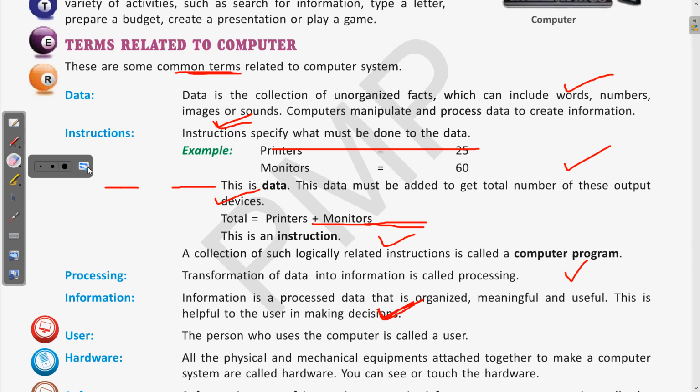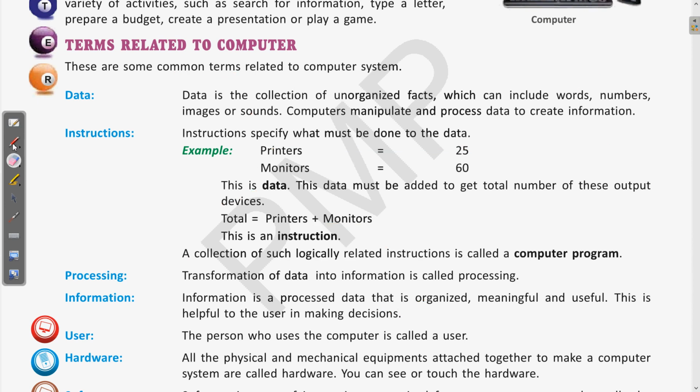Let us erase this. So here you can see. So what is data? Data is a collection of unorganized facts which can include words, numbers, images or sound. Clear? So this you can write as the definition of data. I hope you can write. This is also given on page number 4.